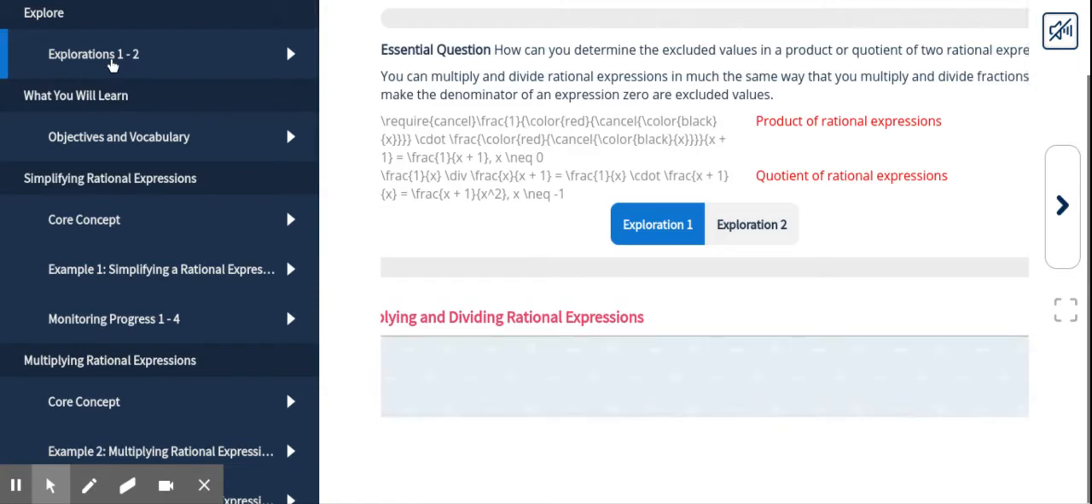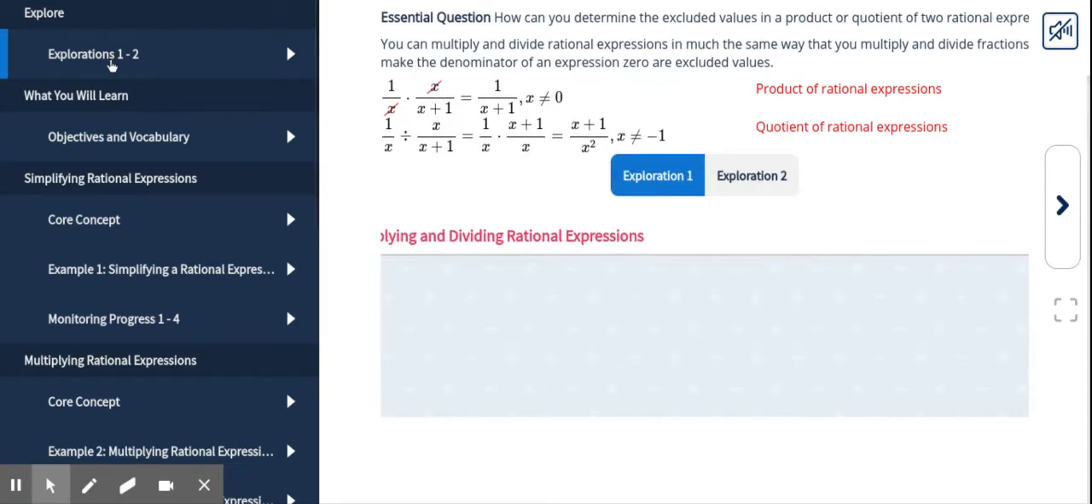See, this is like, you don't even need a teacher. It shows you everything. Look at that. 1 over x times x over x plus 1. The x's simplify. Whoa. And now you only have the 1. There's the 1. And the x plus 1. There's the x plus 1. But the fact that x cannot be 0 was erased. So got to put that.